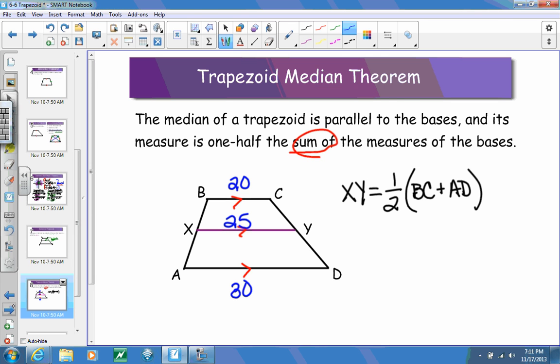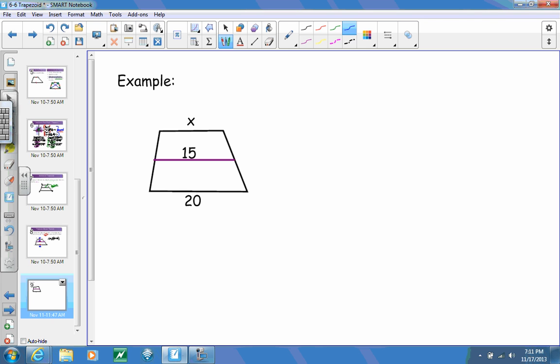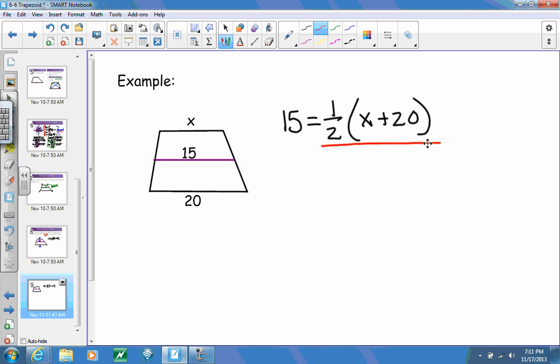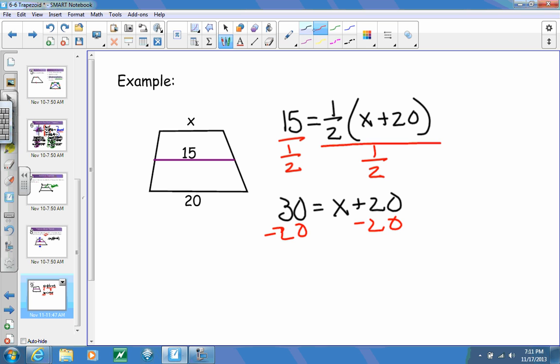Let's look at another example real quick. Let's say you were given the median and you had to find one of the other two bases. We know that the median equals 15. If I add together the other two sides, we have to get 15 once I multiply it by 1/2. You can distribute the 1/2 if you would like, or because I'm multiplying, we can divide both sides by 1/2. 15 divided by 1/2 gives us 30 equals x plus 20. Then I subtract 20 from both sides, and we end up with x equal to 10.